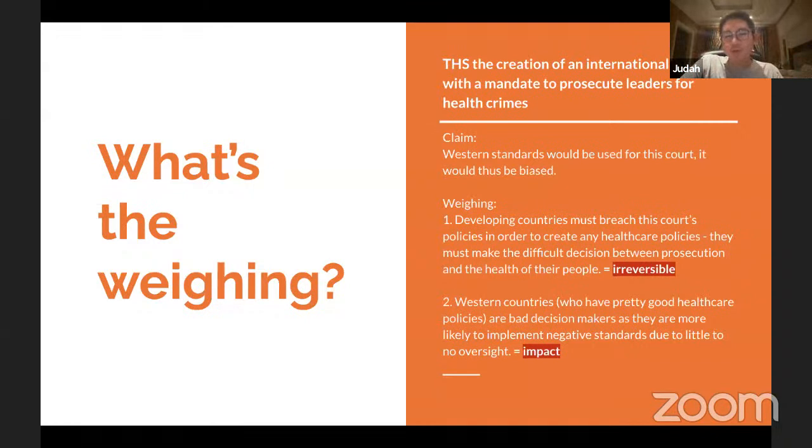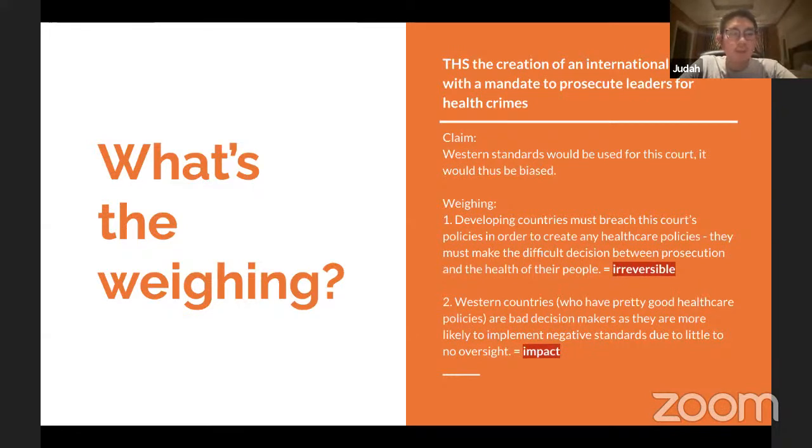The second point of weighing was to say Western countries who have pretty good healthcare policies are bad decision makers, as they just do not understand what is happening in developing countries. They don't have the contextual knowledge. This is an argument that is usually used when people say local governments are better able to govern, or should have access to more infrastructure because they have specific knowledge. Think, for instance, in police abolition motions, the reason why we forward the claim that community watchdogs are better than over policing in certain areas is because those community watchdogs actually understand what that community needs and have a personal relationship with people in that community, right?